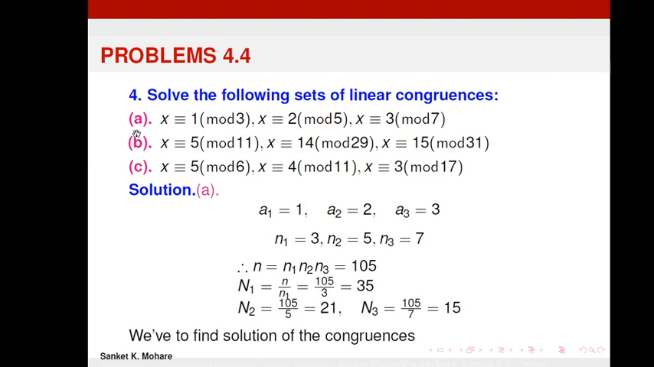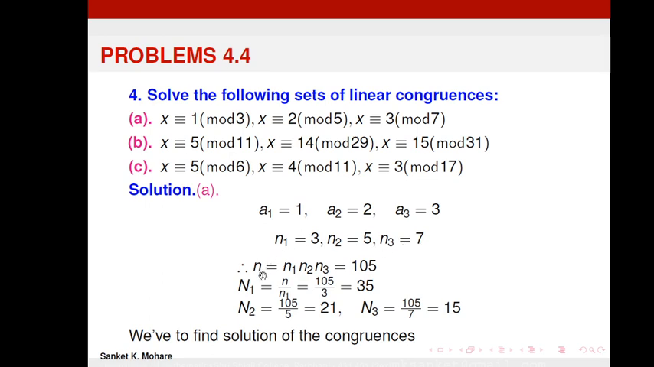So let's have the solution of the first one, A. The given congruence system is x is congruent to 1 modulo 3, x is congruent to 2 modulo 5, x is congruent to 3 modulo 7. So from this system we have the value of a1 is 1, a2 is 2, a3 is 3, and the value of n1 is 3, n2 is 5 and small n3 is 7.